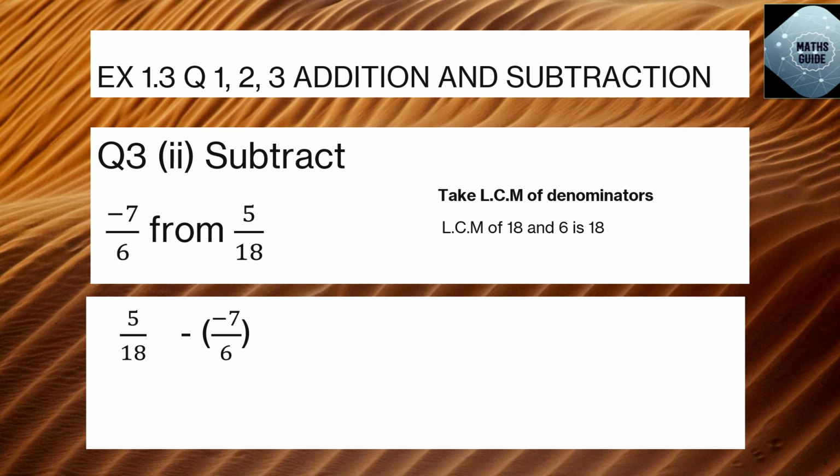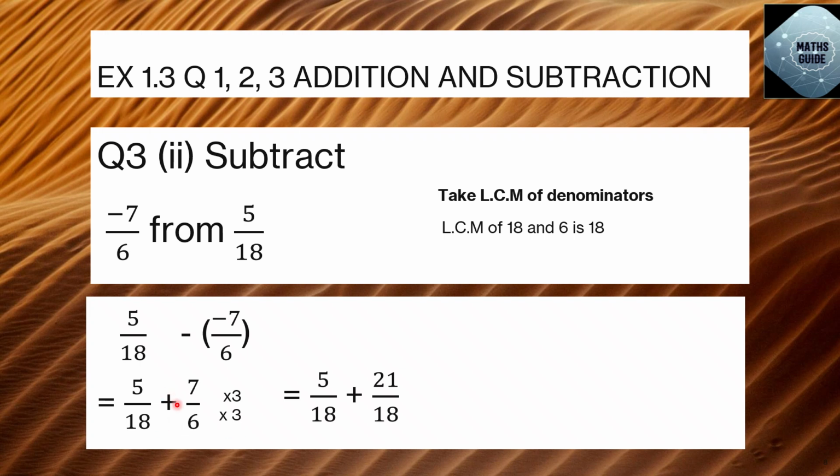As you all know, the rules of addition and subtraction of fractions are same. We have to take the LCM, and then we will make the common denominators. So LCM of 18 and 6 is 18. We will multiply this 6 by 3 to make it 18 as well. And we get 5 by 18 plus 21 by 18.